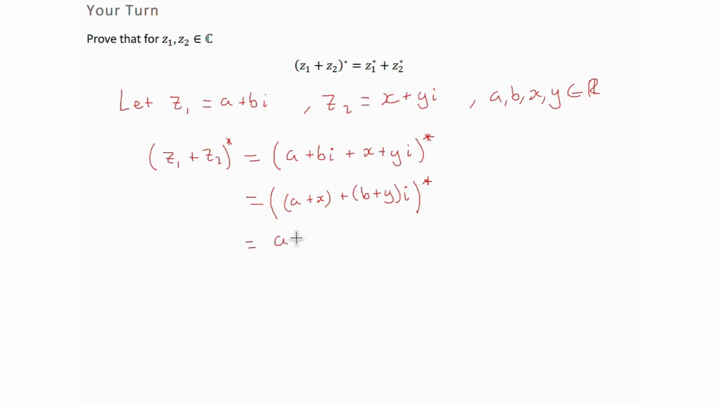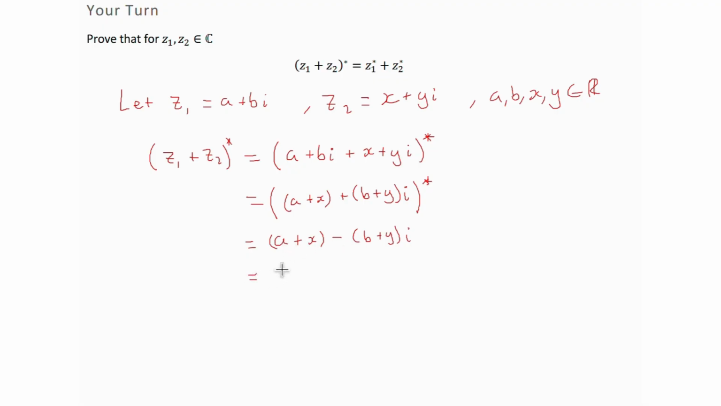So the conjugate of this whole thing is A plus X, take away B plus Yi. And now we need to show that this is equal to this. Now we could start with this side and show that we get the same thing. I'm going to go a little bit more directly.